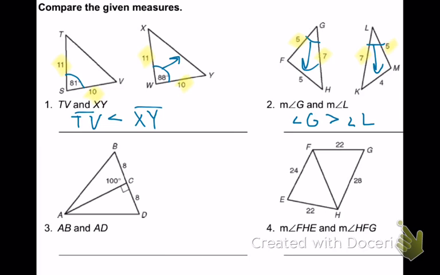Now number 3, pay attention here. It says AB and AD. So I want to find AB and AD. I'm going to compare these. Notice they have the same sides. This angle is 90. This angle is 100. Which one's going to be bigger, Chris? 100. So which one's bigger, AB or AD? AB. So AB is greater than AD.